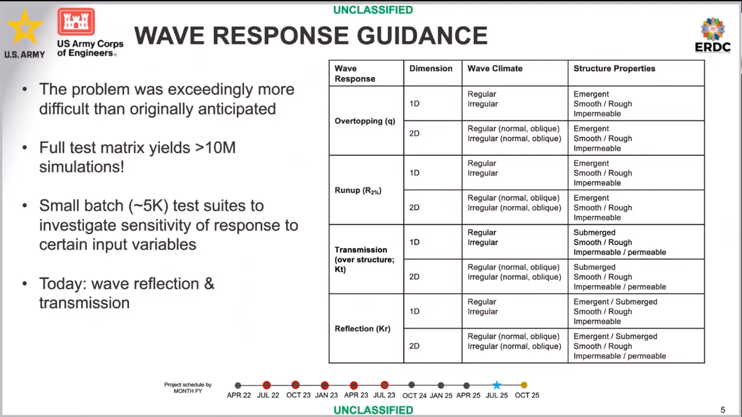So this full matrix, if I put it all together, yields at least more than 10 million simulations, hence why it's taken a few years to get here. We've been doing small batch test suites over the course of this time, and we've improved our ability to set up a functional test matrix in a self-contained way.